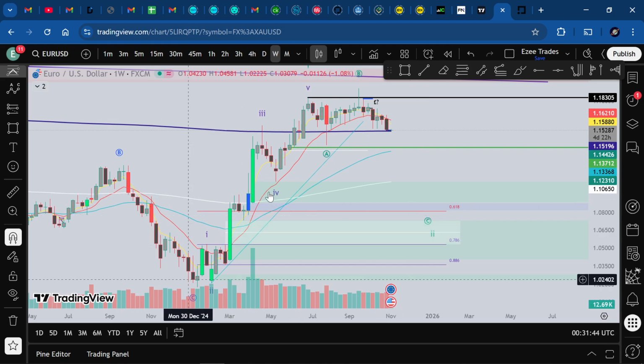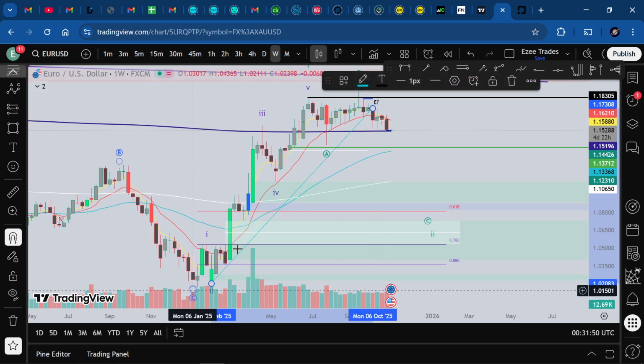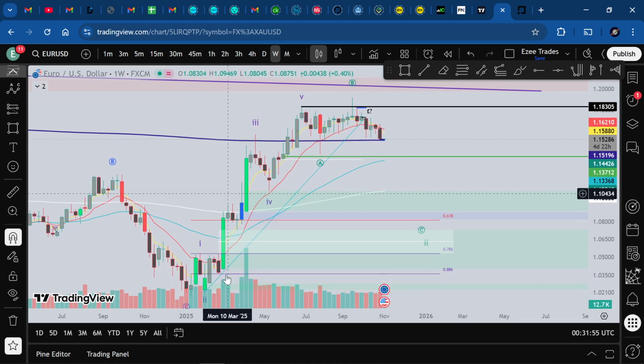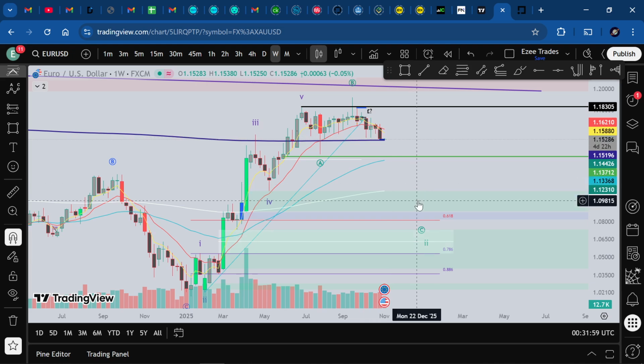So we've taken this trend line, as you can see over here. This is an old trend line. I'm pretty confident that this count is great. That's an A, that's a B, looking for a C.